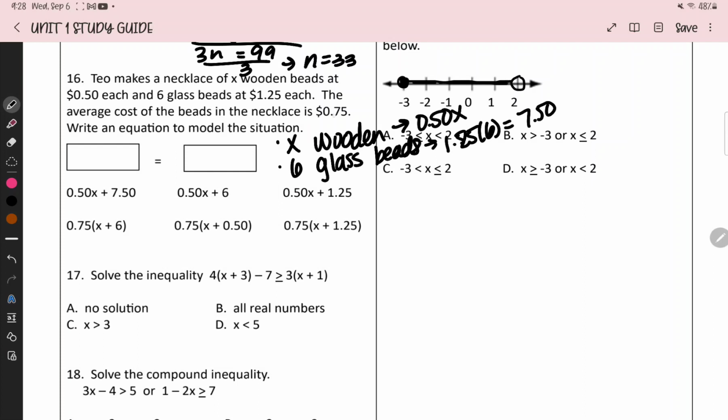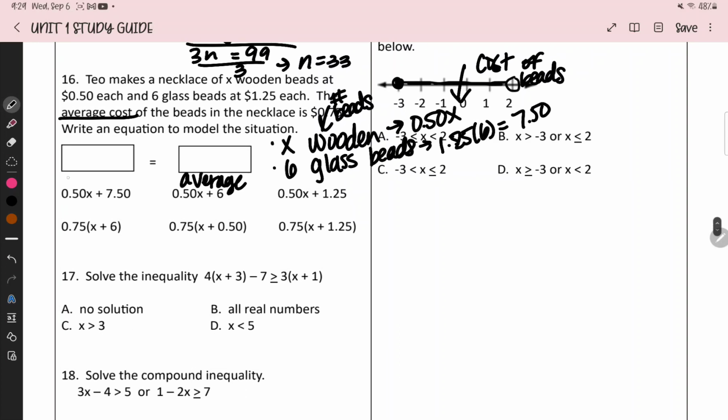Well, I've actually just written out what it's supposed to be. So on one side, I've got the number of beads, and on the other, I've got the cost of said beads. Okay, the cost of those beads. So that's what my equation should look like. Have the cost versus the number, right? Or the average cost, because that's what they're talking about. So I have the average over here if I want, and I'll have the regular cost over here. I know the regular cost is the 0.50x plus the 750.